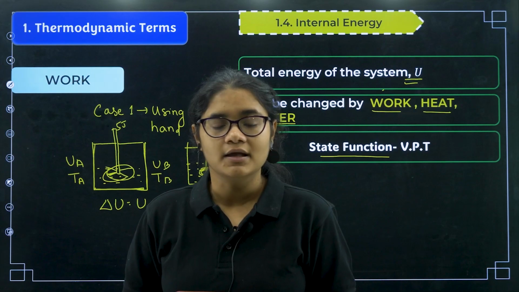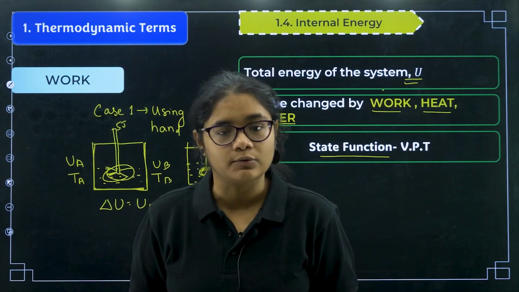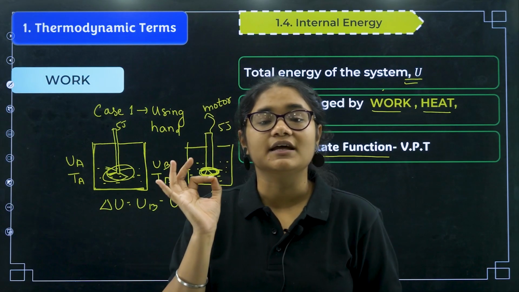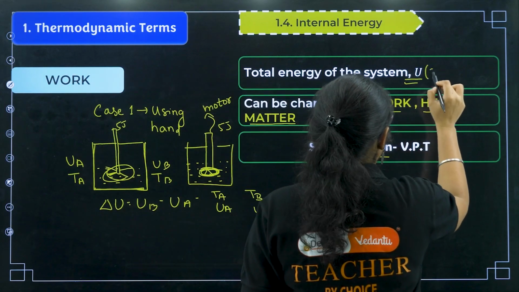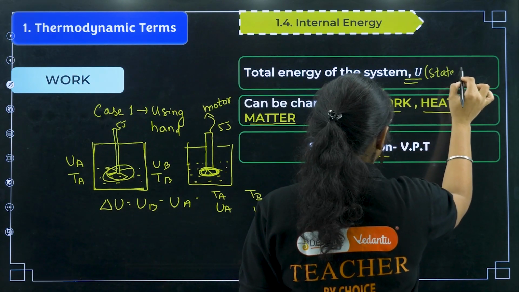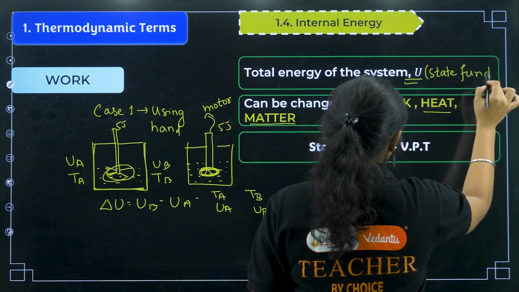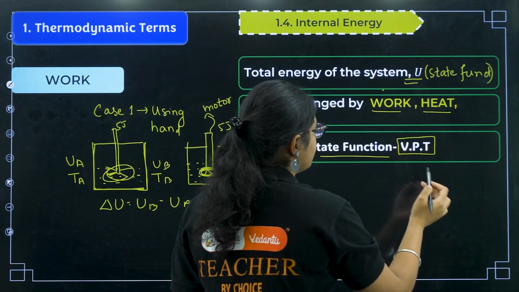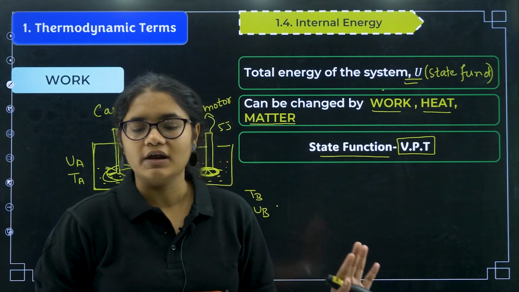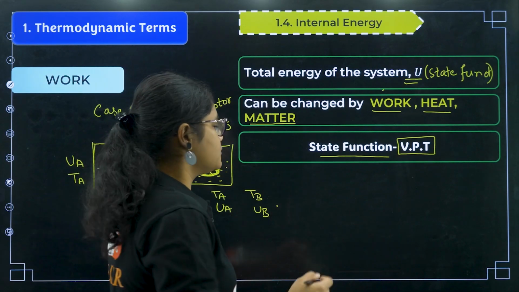You won't know that because the path doesn't play any role here. So those types of functions are called state functions, and your U, or internal energy, is a state function. Not only internal energy, there are many such functions which are state functions, that is volume, pressure, temperature, these all are your state functions. So what is a state function?